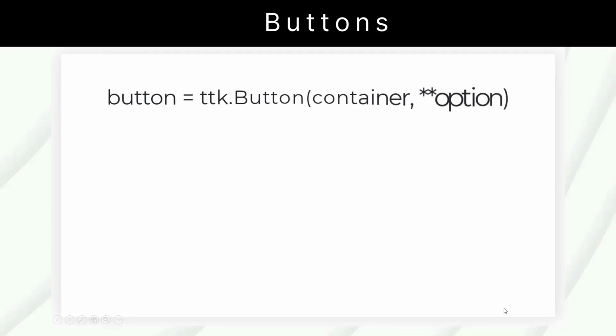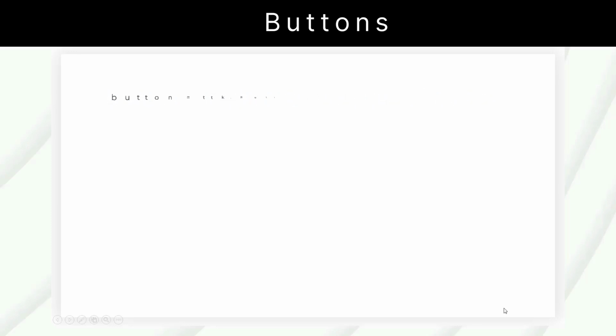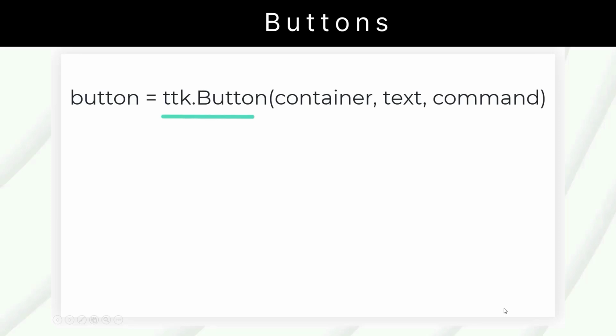Button widgets represent a clickable item in the applications. Typically, you use a text or an image to display the action that will be performed when clicked. To create a button, you can use the TTK button constructor. The container is the parent component on which you place the button.